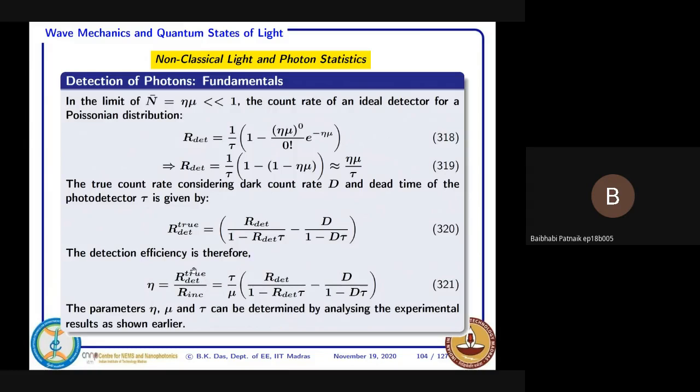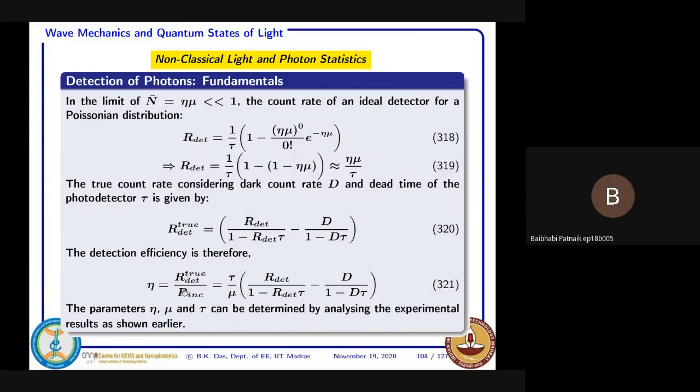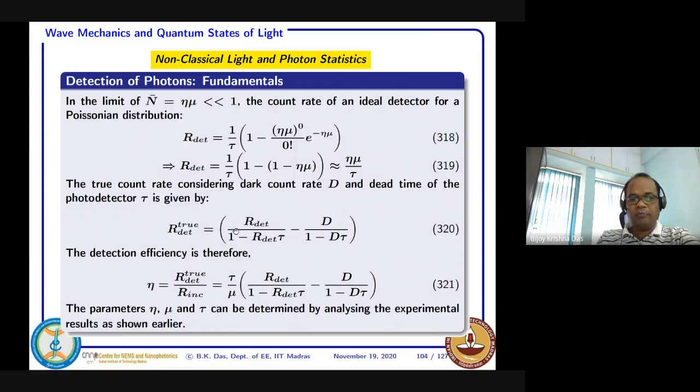Yeah. So suppose we divide the whole equation 321 by eta. Then we'll get equation 320. This is the expression of eta. No, this is the eta value, right? Yeah. Eta we define this one. So I put this expression first. Yeah. Now I need to know what is the value of R incident. That is mu by tau. Mu by tau. Yeah. R incidence is mu by tau. That is how tau by mu comes.